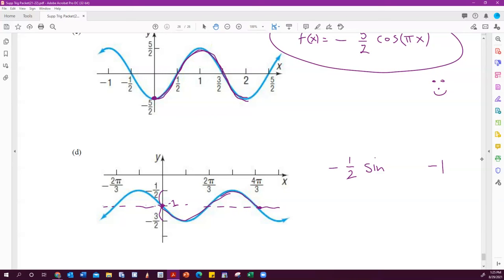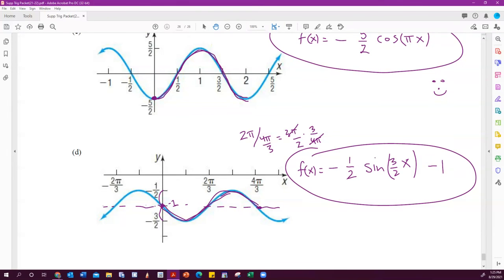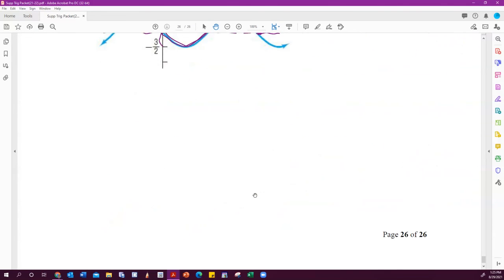And then what's our period going to be? It's going to be 2 pi divided by, this took 4 pi over 3 to complete its cycle. So 2 pi times 3 over 4 pi. It looks like a 3/2 x. So our final answer here is f of x equals negative 1/2 sine 3/2 x minus 1. And this completes all 4 days.